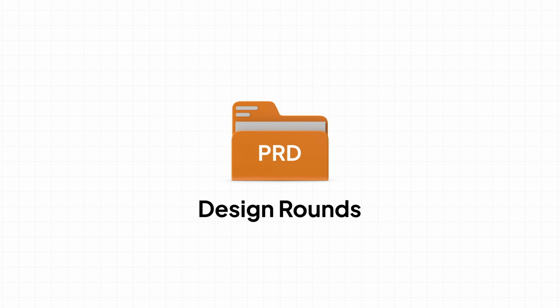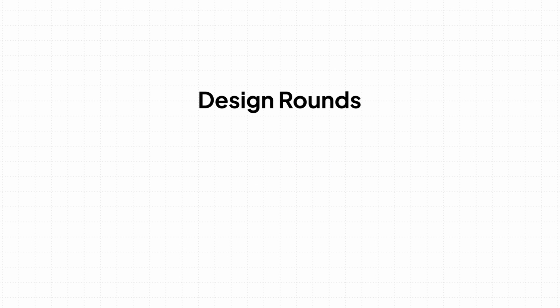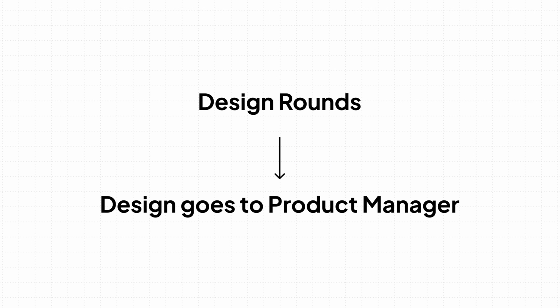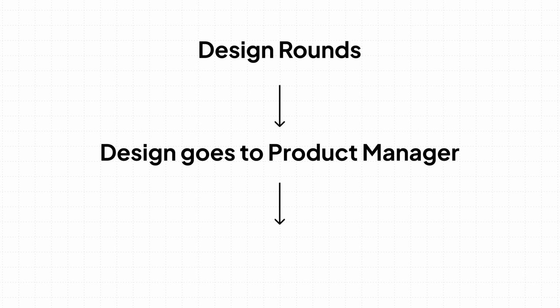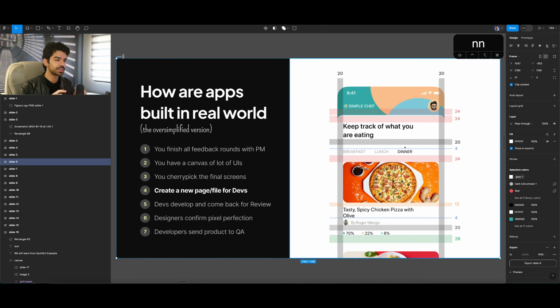Once the designer gets the PRD, they have a couple of design rounds where the designer is working on multiple iterations, and then the iterations are shown to the PM. Once the PM has approved that these designs are in sync with what the product team actually wanted, then the designs are ready for the handoff. So once you have finished all the feedback rounds between the designer and the product manager, now it is time to include the developer as well.